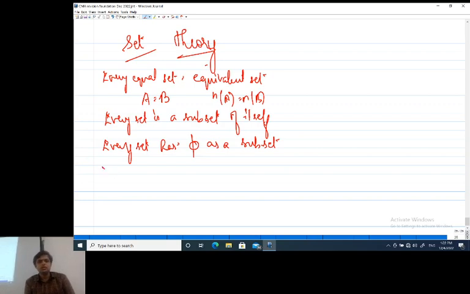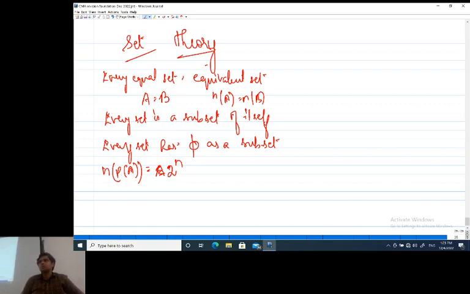Next, the cardinal number of a power set is equal to 2 power the cardinal number of the set, or power set is defined as a set of all possible subsets, and the cardinal number of such a power set is equal to 2 power n, where n is the cardinal number of the set itself. If A has 2 elements, then the maximum possible subsets or the power set of A will have 2 power 2, 4 subsets in itself.